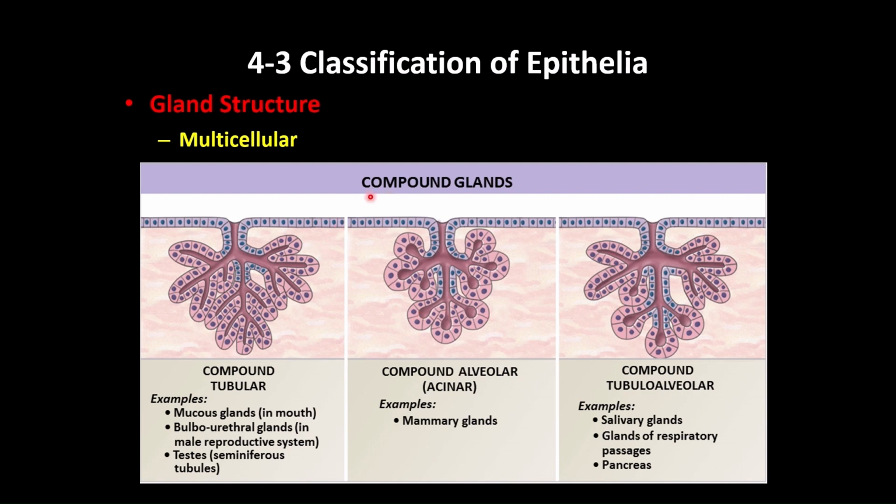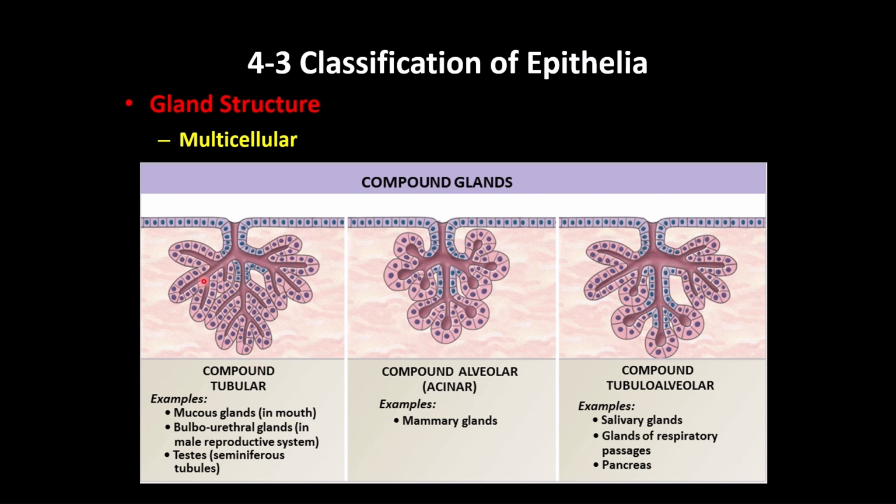These are called compound ones, which means that they have more than one duct, and then those smaller ducts drain in a bigger duct. So this is one duct here, and one duct here, and then they drain in this common duct. That's why it's called compound. Compound divides into three different types.